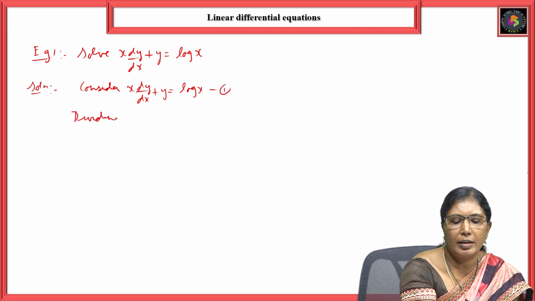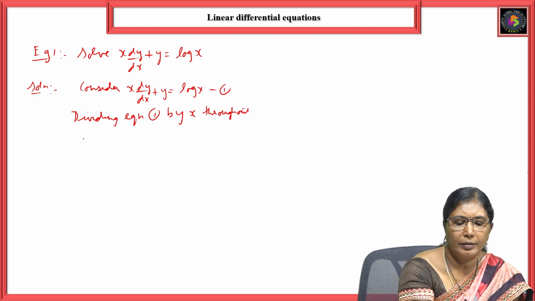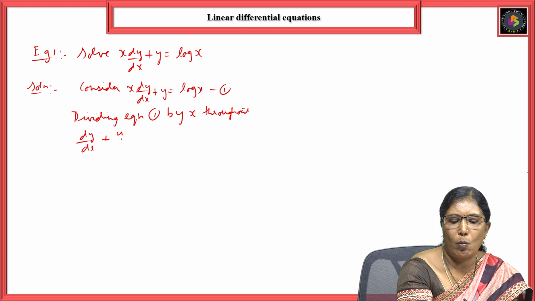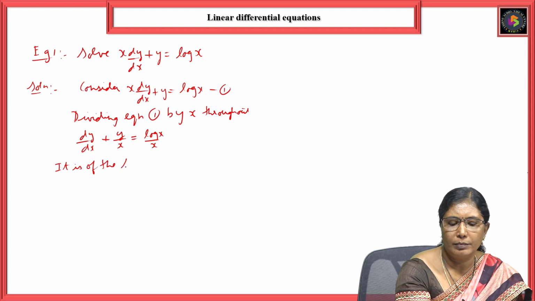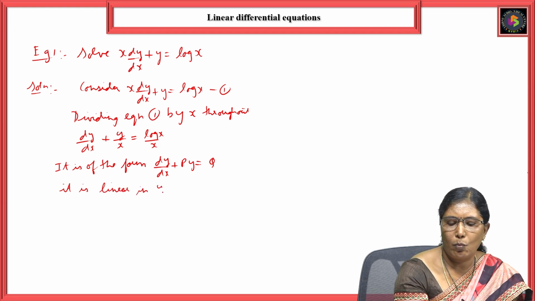Dividing equation 1 by x throughout, what do you get? Dy by dx plus y by x is equal to log x by x. Now it is of the form dy by dx plus py is equal to q, where p and q are functions of x. P is 1 by x, which is a function of x, and q is log x by x, which is a function of x. So it is linear in y.